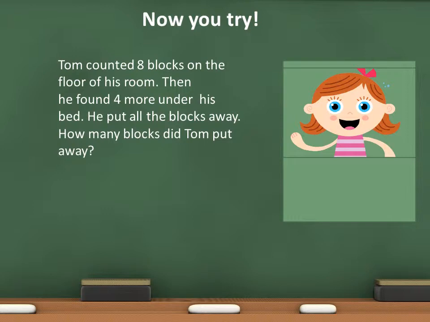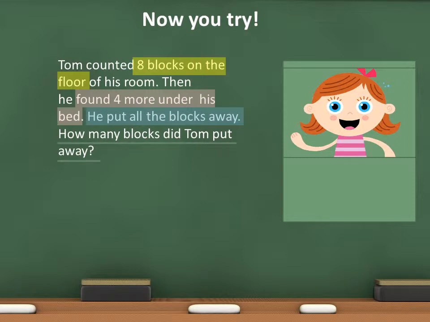Did you figure it out? If you said that Tom had 8 blocks on the floor as part of your information, then you're on the right track. Good job. We also need to know that he found 4 more under his bed. Did you say that? Excellent. The last thing we need to know is that he put all of the blocks he found away, the ones on the floor and the ones under the bed. So the question, how many blocks did Tom put away? Did you find the question?